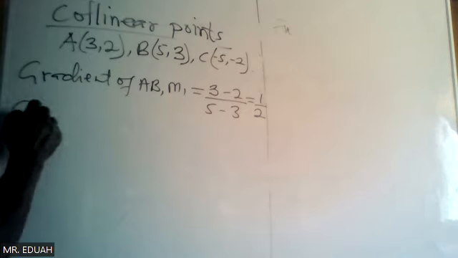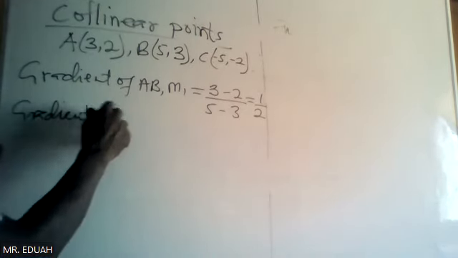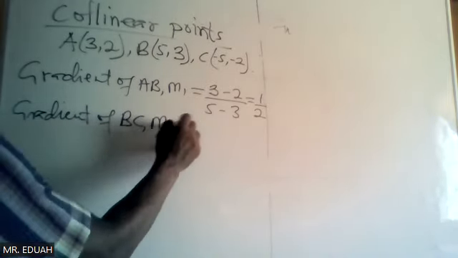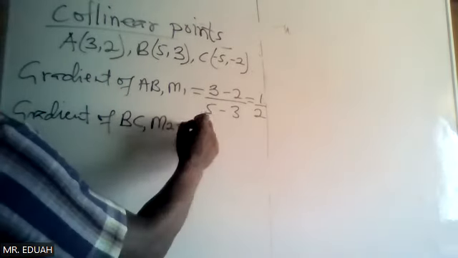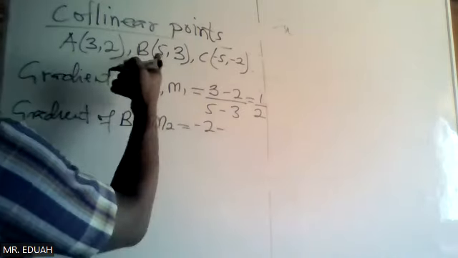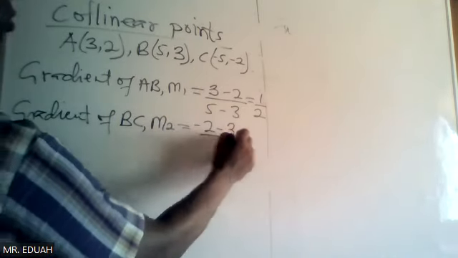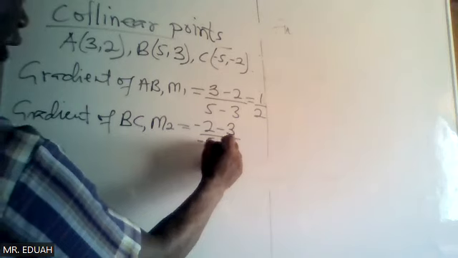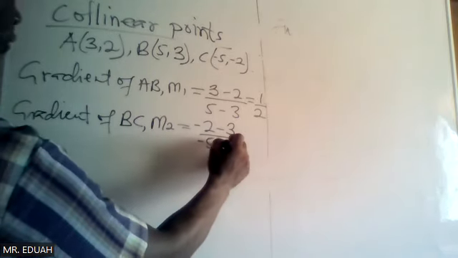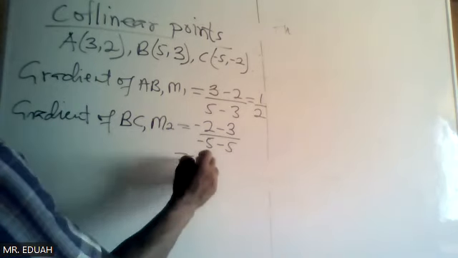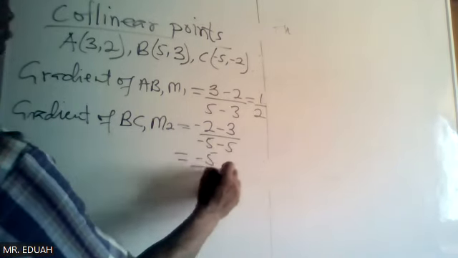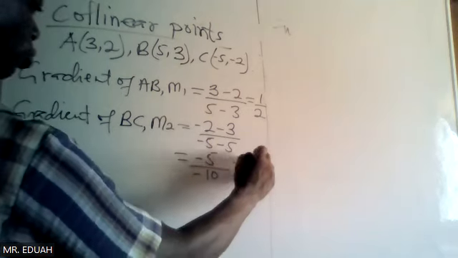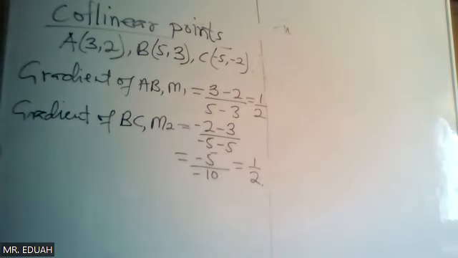And then we also take the gradient of BC, between B and C. Let's call it M2. M2 equals Y2 minus Y1, so here we take 3 to be Y1, over X2 minus X1, where X1 is 5. So this will give us -5 dividing negative 10, which is equal to 1 on 2.